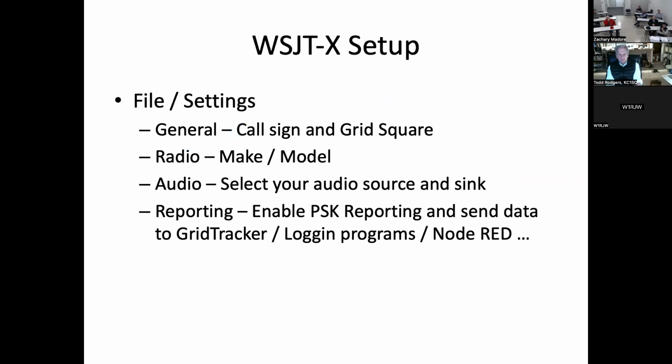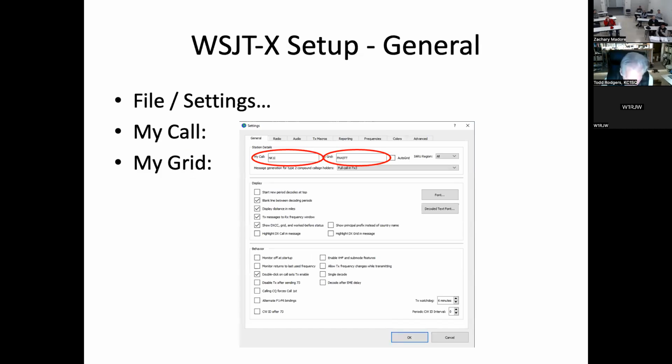And then WSJT-X setup. If you go into File, Settings, you'll get to all the different settings. We'll take a quick look at all of those. It's going to want your call sign and your grid square. If you're not sure of your grid square, of course, you can go out to Google and Google how to find it. Chances are everybody here is FN43 or something real close to that. And 4 digits is all it really wants. I've got FN43TT in mind, just to be a little more granular.